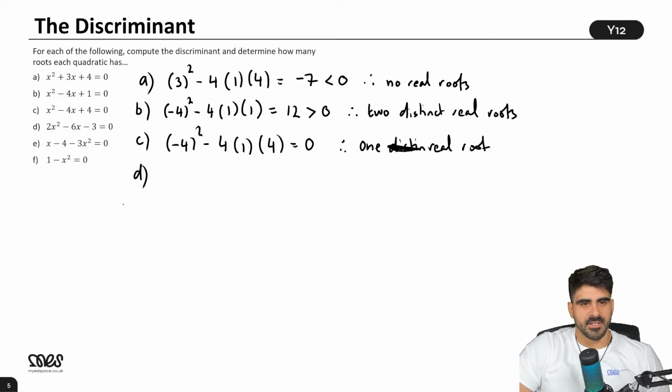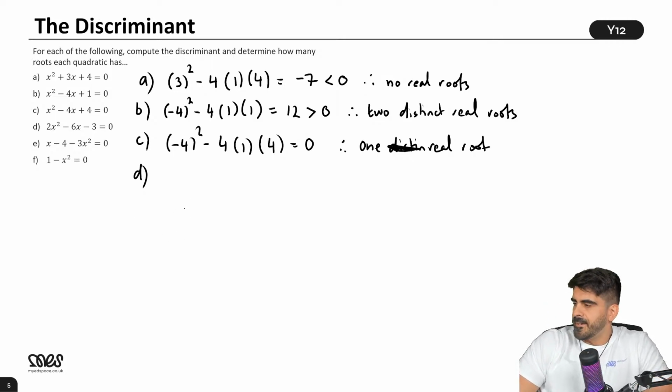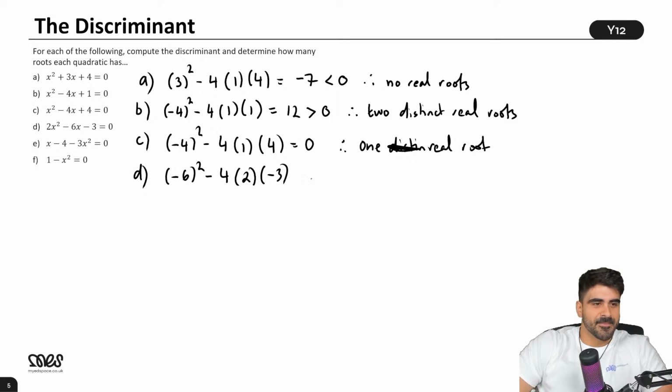What are we getting with part D? 60. Okay, -6 squared minus 4ac. Okay, I'm trusting all you guys getting 60, so we're going to say bigger than 0, therefore 2 distinct real roots. Nice.